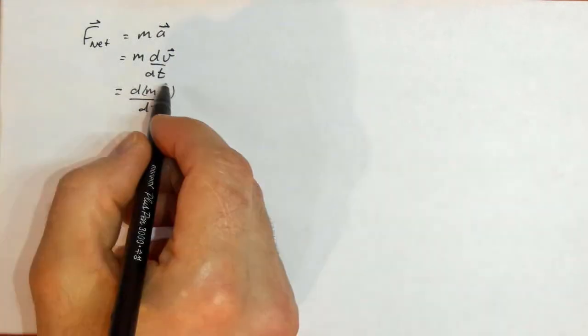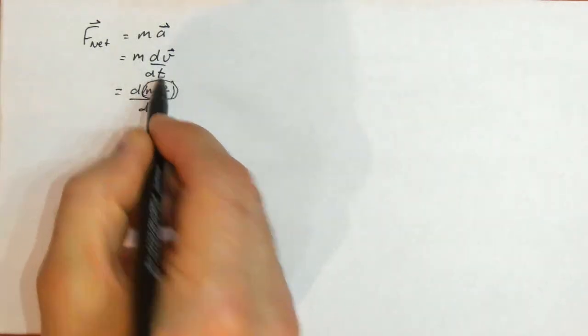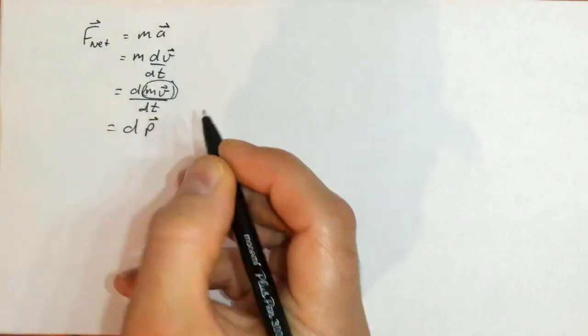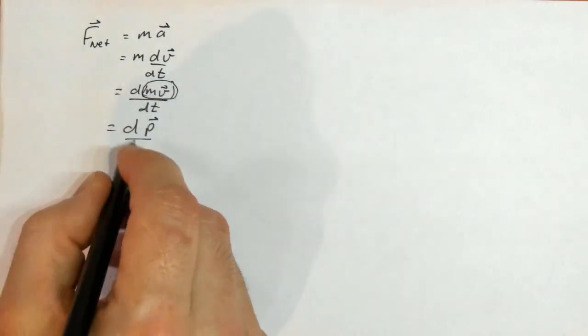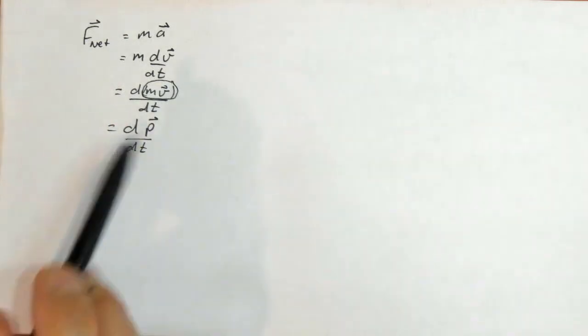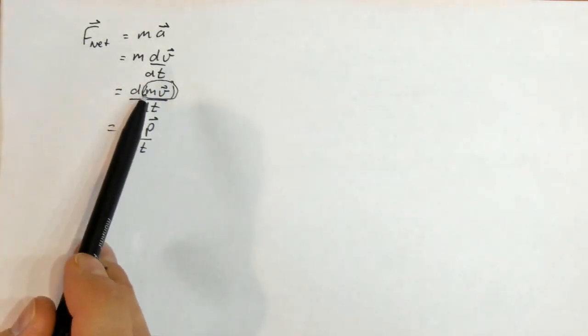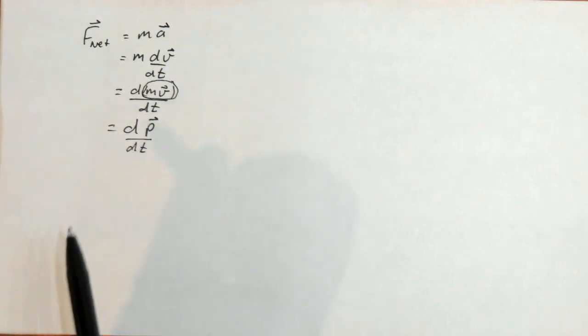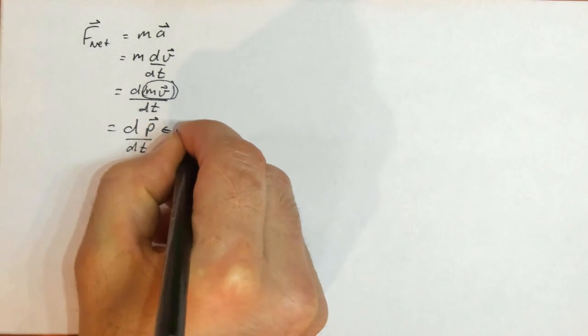Well, this quantity right here, we give a name. We call that momentum, and we give it a variable p. It's a vector because velocity is a vector. So it's a scaled velocity in a sense, but it's proportional to the mass in addition to the velocity. And so the phrase momentum.